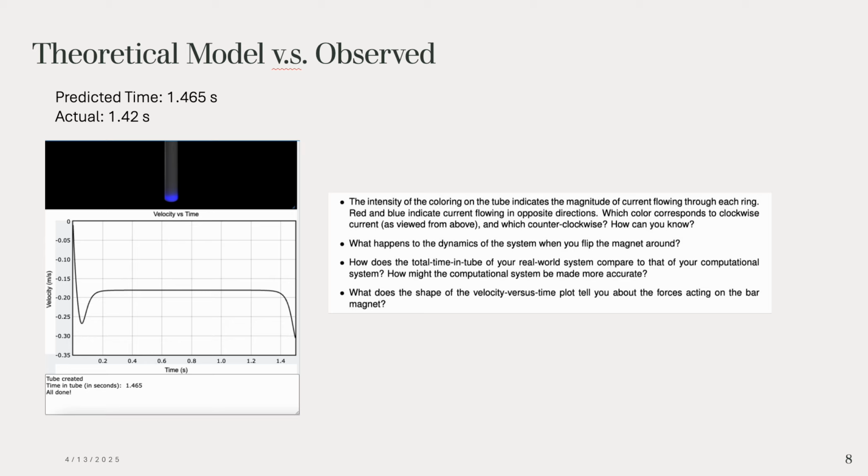How does total time in the tube compare to the computational system? We already talked about that. And we can make the computational system more accurate by adding more rings, if that makes sense. What does the shape of the velocity versus time plot tell you about the forces at play? That just says that the forces are non-constant.